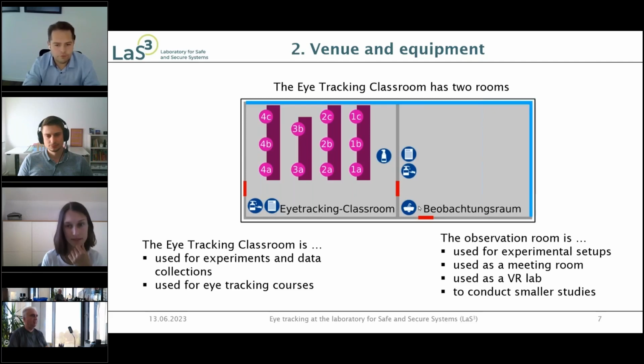Sometimes we have also used this room as a meeting room. Also for the HTC Vives, we have set it up as a VR lab, because in the middle of the room it's quite empty, so you have a lot of space to move around when you're wearing VR glasses, so that's perfect for it. And in many cases we have also used it just to conduct smaller studies. So when we knew, for example, that we would not have so many participants, we also used just a single eye tracker installed in this room to do the data collections.